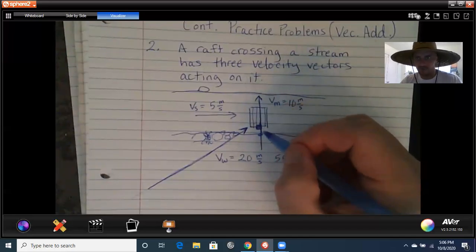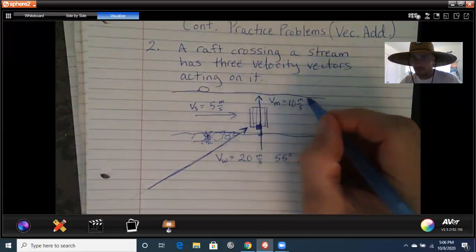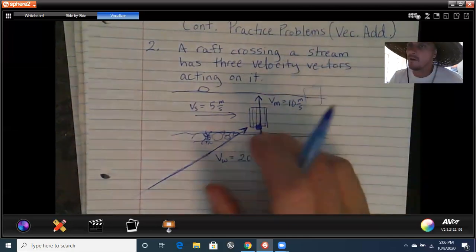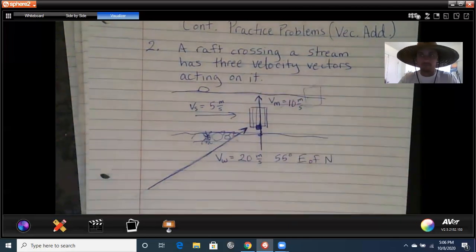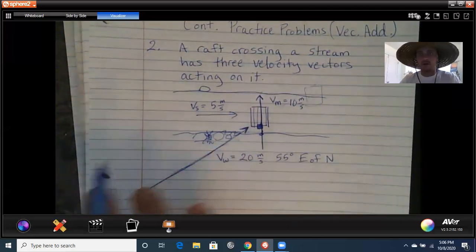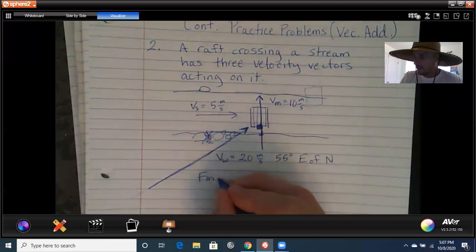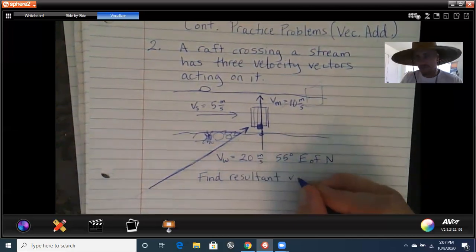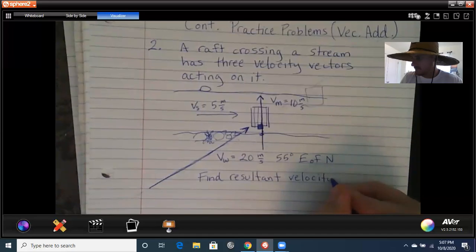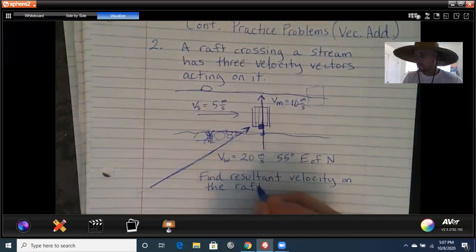In fact, you can kind of see this with me. It's getting pushed to the right quite a bit, so it's probably going to end up somewhere downstream, like over here, right? Somewhere over here when it's all said and done. And that is another problem. We could actually solve for that displacement, but let's not do that. Let's just find the resultant velocity. So I'll say here, find resultant velocity on the raft. Okay.